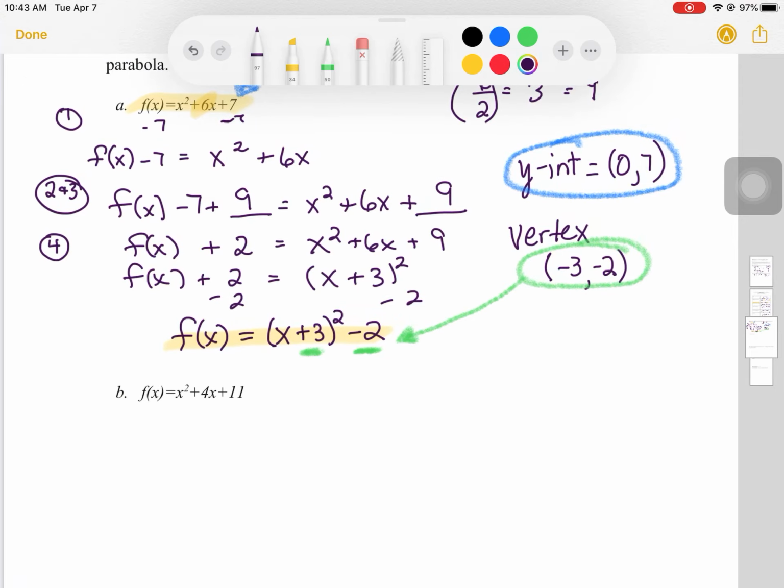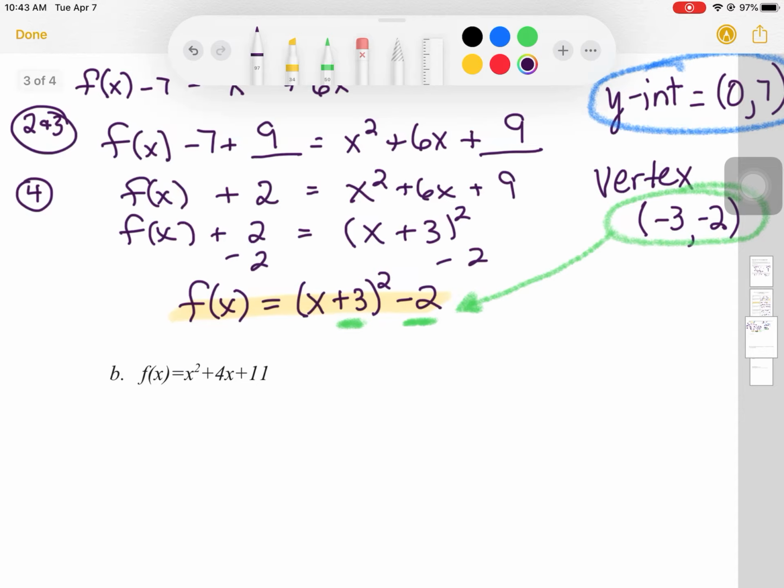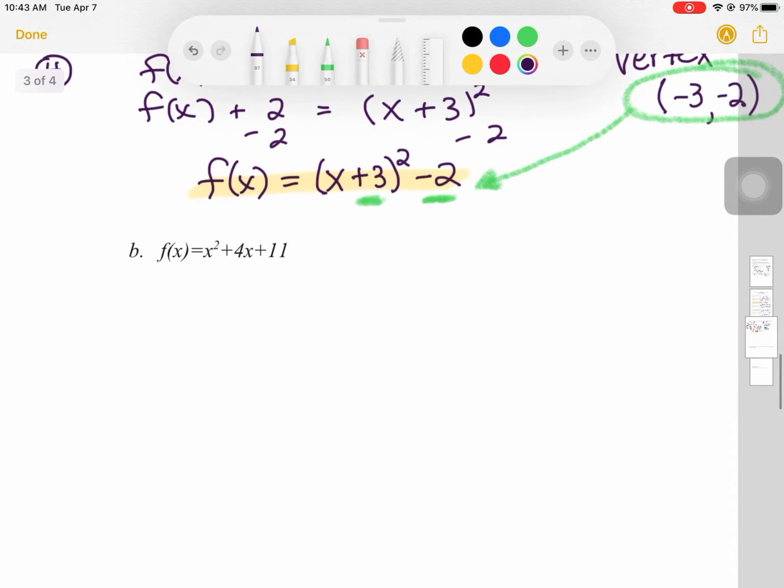All right, so let's walk through it one more time. I'm going to make this one a little bit more streamlined. So again, notice they're putting it in function notation. f of x is interchangeable with y. It's the same thing. But we're going to keep it as f of x because I like that you guys are having exposure to the function notation. So we go through, we say f of x minus 11 equals x squared plus 4x.